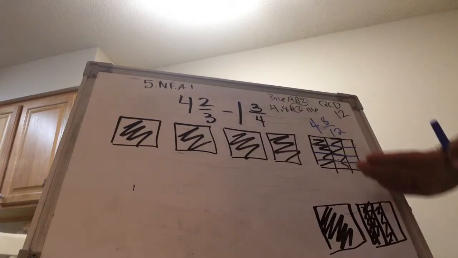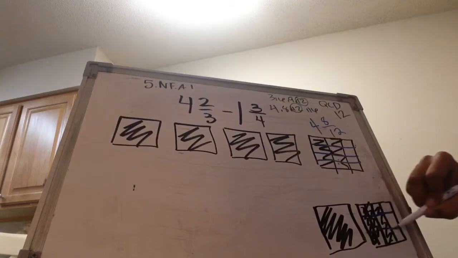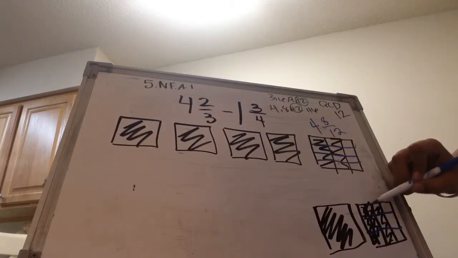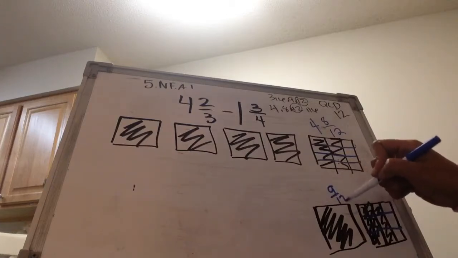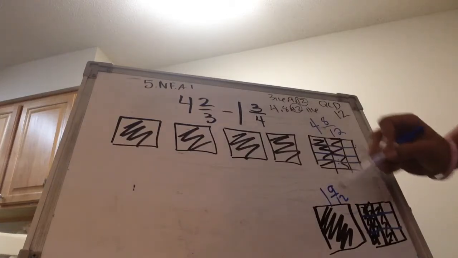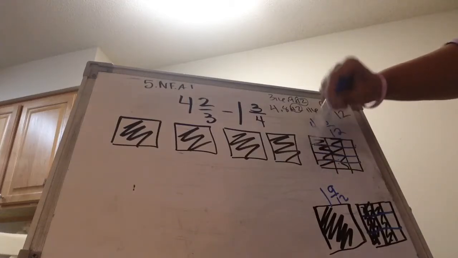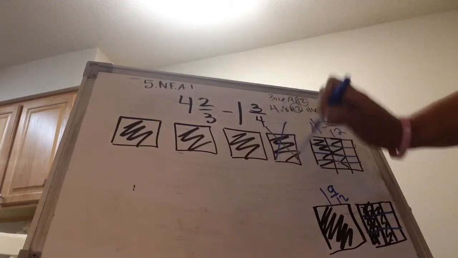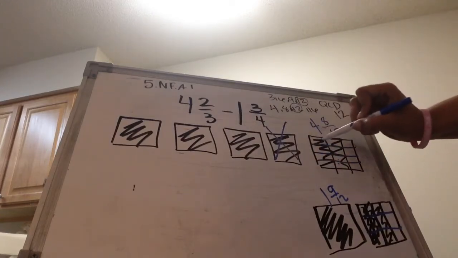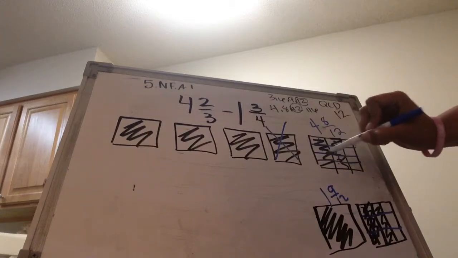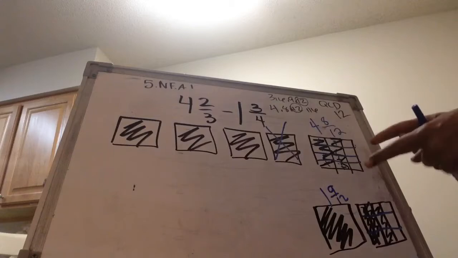3/4, I have 4 columns. I just need 3 rows. 3, 6, 9. 9 12ths. So this is the amount I'm going to subtract. So I need to subtract 1 whole and 9 12ths. Well, here's 8 12ths, so I could mark those out. But I need to subtract 1 more 12th, but I don't have enough.